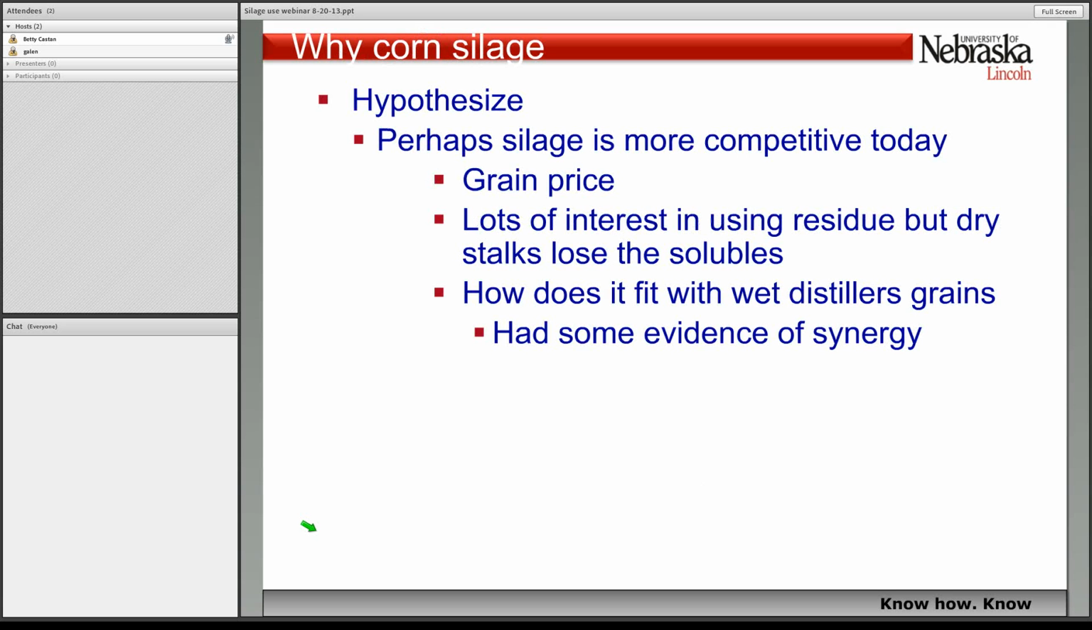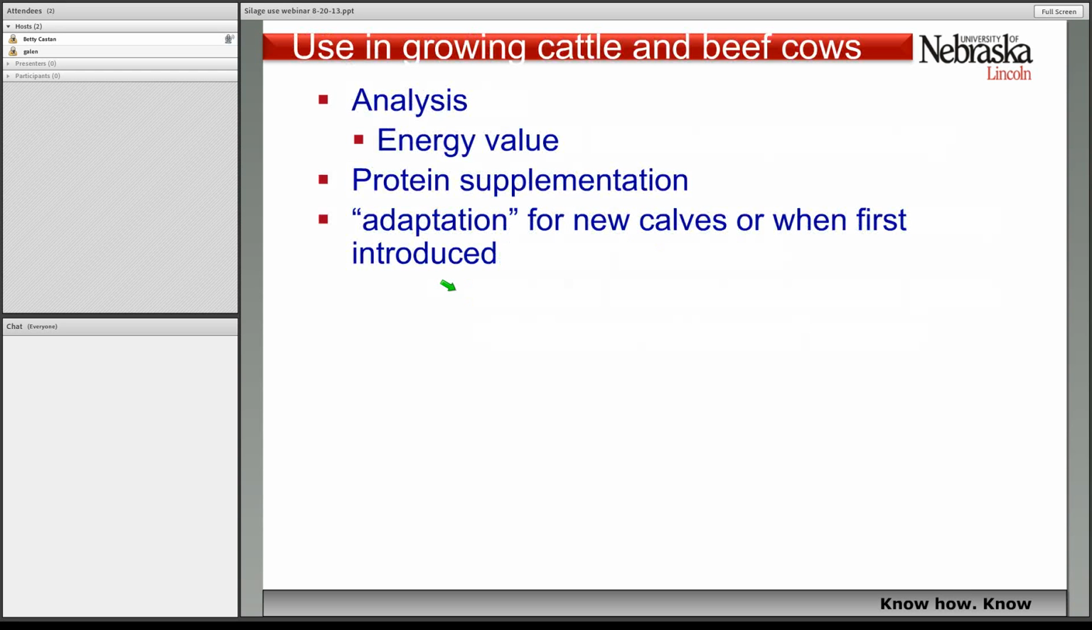Okay, so again, why we can talk about silage is because perhaps it's more competitive today. That's related a little bit to grain prices. But I would say regardless of grain price, we have a lot of interest in how we use residue, because residue is abundant, and we think we want to use it better in the beef industry here in Nebraska. And then we think it fits well with distillers' grains, which is obviously common today, and so that's another reason to maybe look at it.